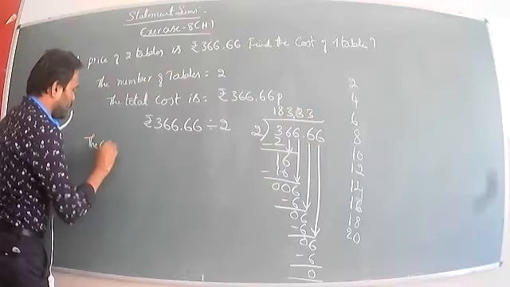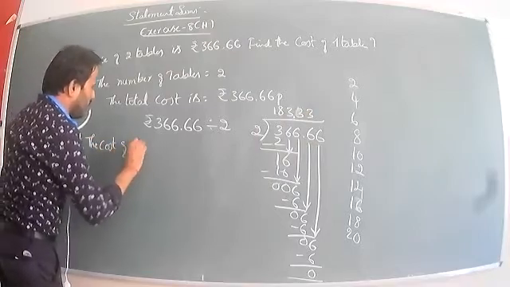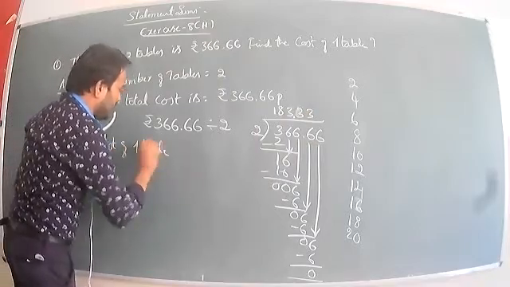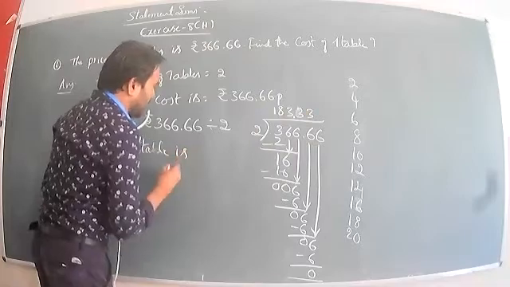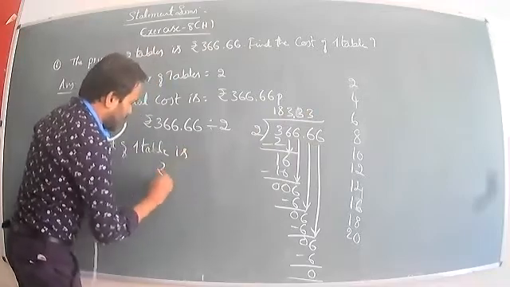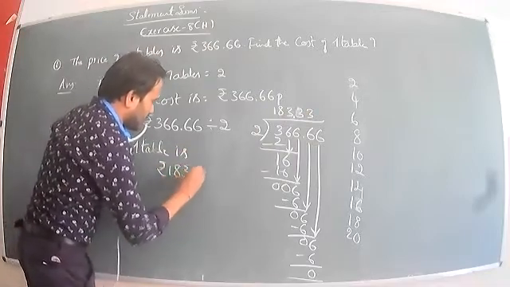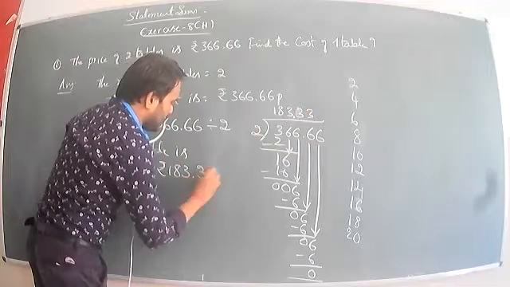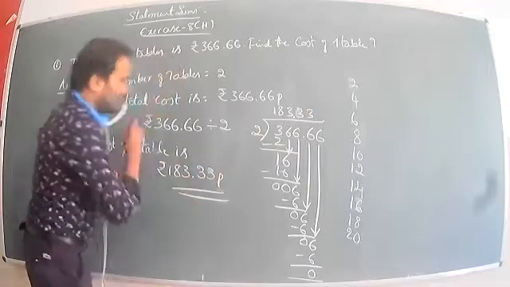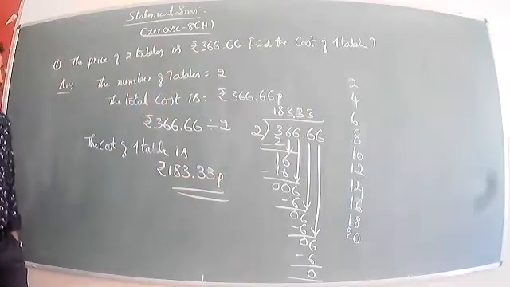So we should write: the cost of one table is, what is the cost of one table? So 183 rupees, how much? 33 paisa. Yes. Okay, this is the answer.